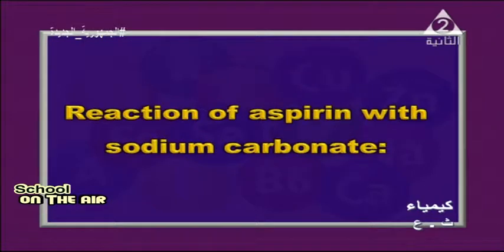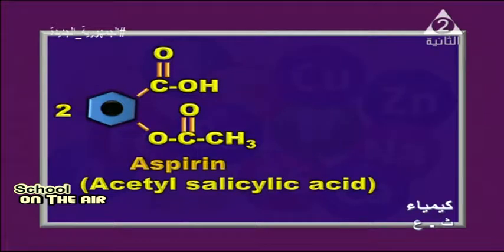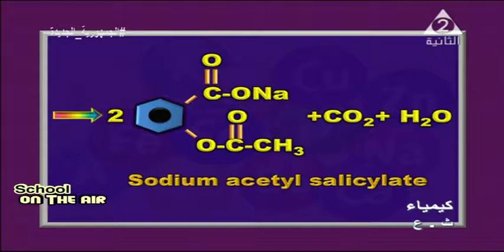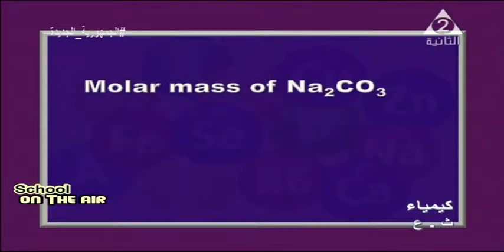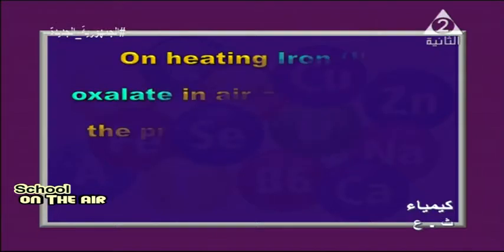And the reaction of aspirin with sodium carbonate: as it contains a carboxyl group, it reacts with sodium carbonate, Na2CO3. 2 moles of it react with 1 mole of sodium carbonate. So here it produces sodium acetyl salicylate and carbon dioxide and water. So the molar mass of sodium carbonate, which is the mass of 1 mole of sodium carbonate that reacts with the aspirin, is 2 times 23 plus 12 plus 3 times 16, which gives 106 gram.